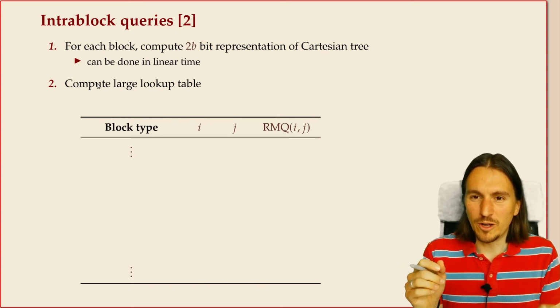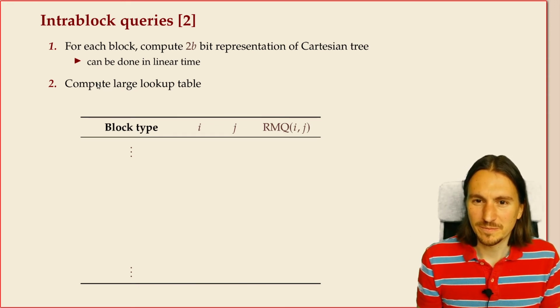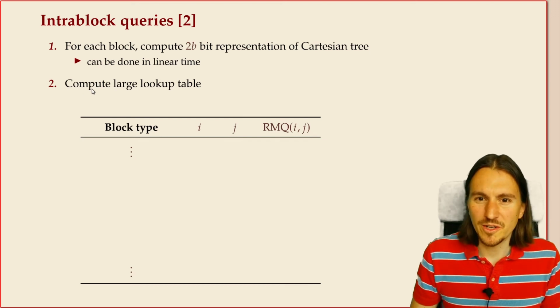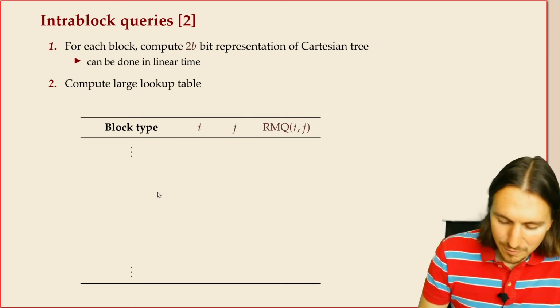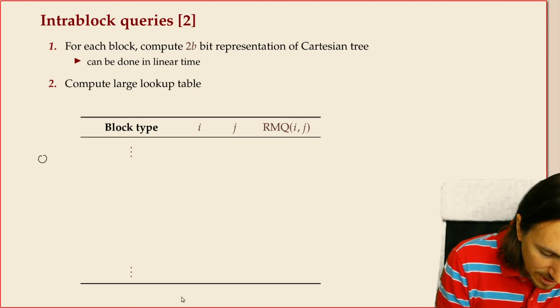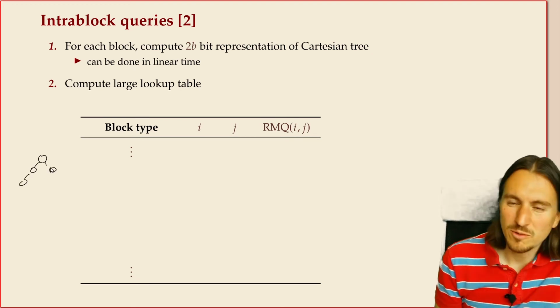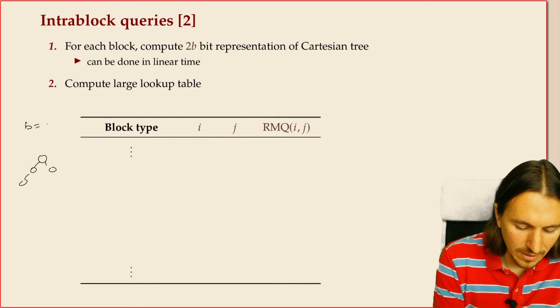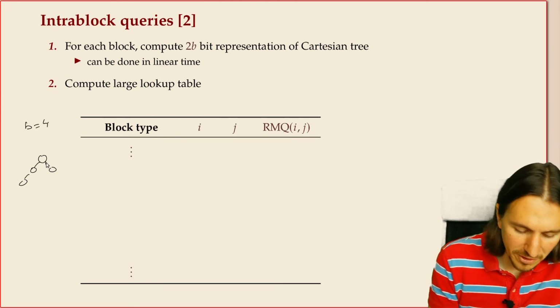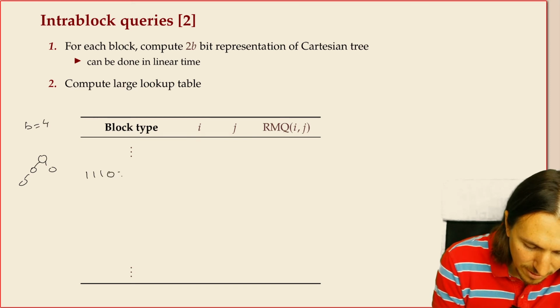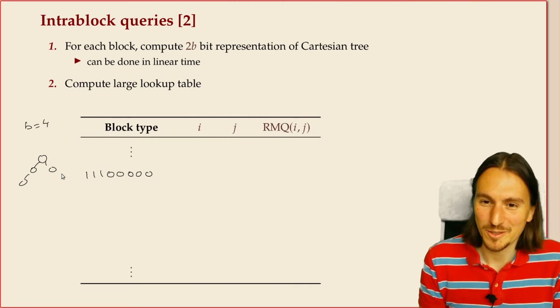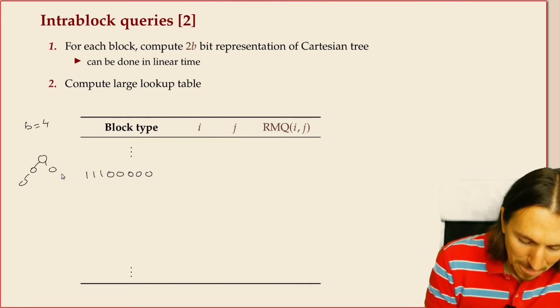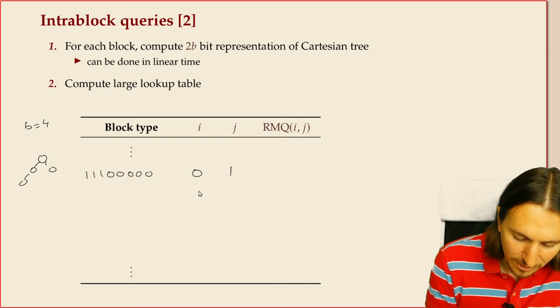So you have an array. For each block, you store the code in the Cartesian tree. And the second big thing you do is you store one big lookup table where you have an entry for each block type. So suppose that B is 4. Then we have one entry for this tree. We already know the block type for this tree was 3 1s and 5 0s. That happens to be the encoding of that tree. Remember the clicker question. And then we have entries for all possible RMQ queries that are possible inside this tree.